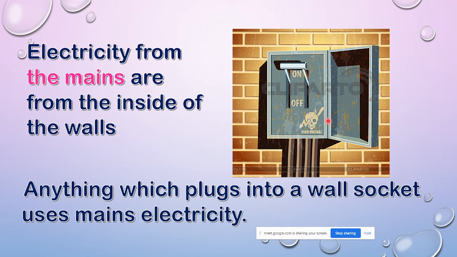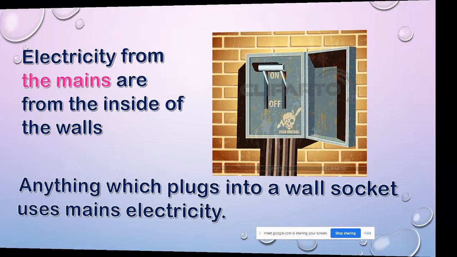Anything which plugs into a wall socket uses mains electricity. It means if the device has a plug and you need to insert it into the socket to get electricity, that device is using electricity from the mains. Everything that uses the socket uses the mains because you get electricity from the walls.